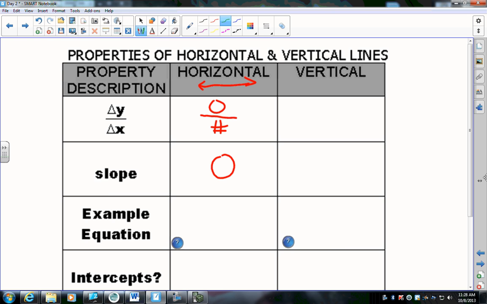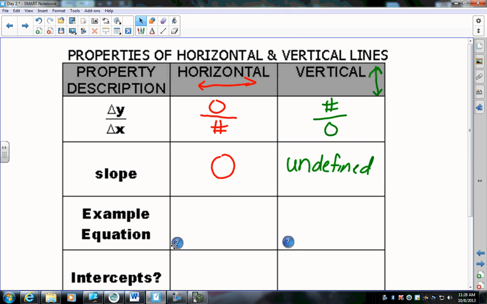My vertical line, which is going up and down, delta Y can be any number. I can go up any amount. But am I going left to right on a vertical line? No. Because that 0 is in the bottom, my vertical line is undefined.